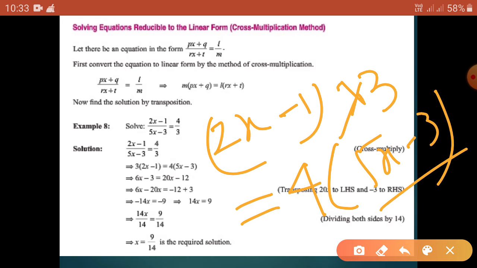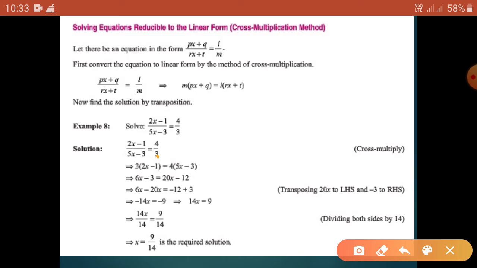Okay, cross multiplication. So 3 and inside the bracket 2x minus 1 gives us 6x minus 3, and on the right hand side 4 inside the bracket 5x minus 3 gives us 20x minus 12. Okay, so now we are transposing 20x to the left hand side and minus 3 to the right hand side. So it gives us minus 14x equal to minus 9, and it gives 14x equal to 9.